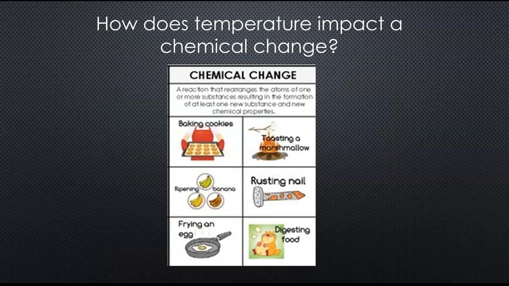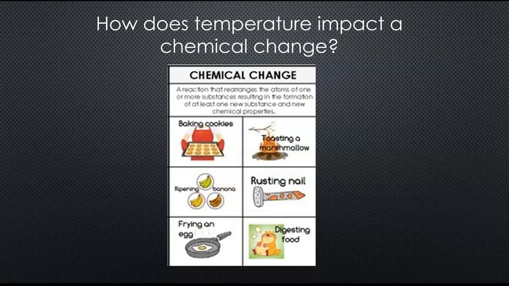So, how does temperature impact a chemical change? Well, let's think about this. If I'm baking cookies and I mix everything together, what happens in a 400-degree oven versus a 200-degree oven? Well, we know in the oven that's hotter, the change is going to occur more quickly, right? The cookies are going to bake quicker. So we know that the higher the temperature, the more accelerated the chemical changes.